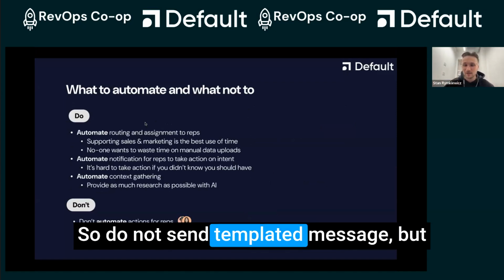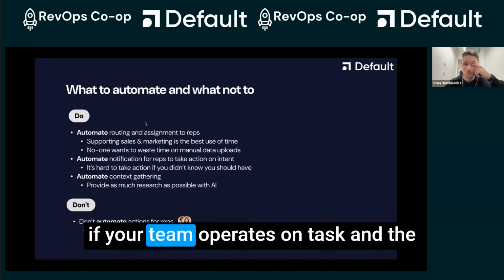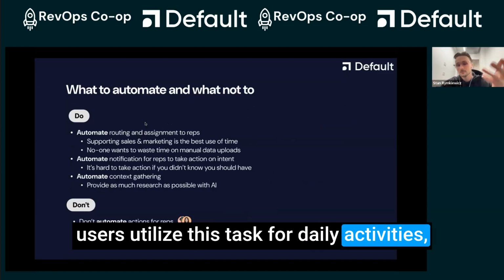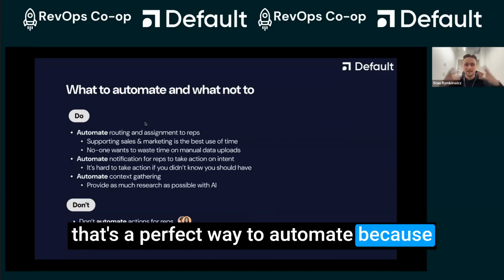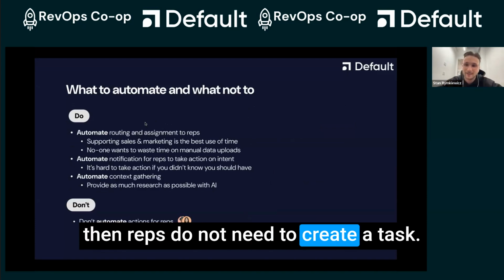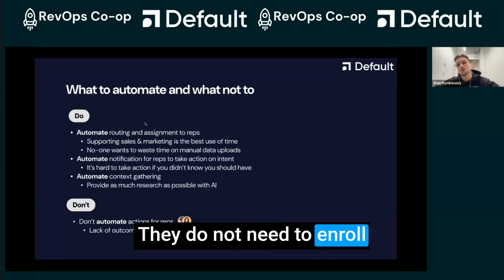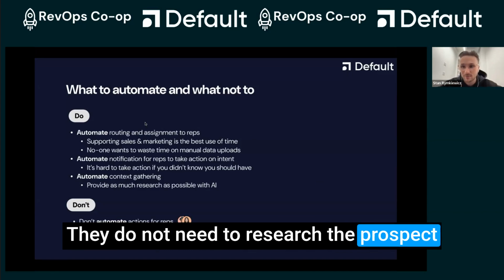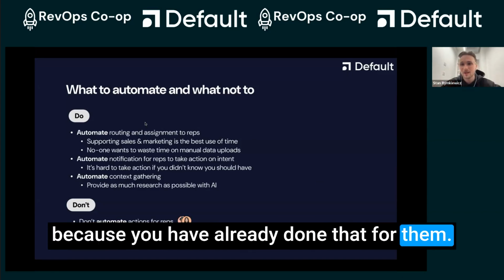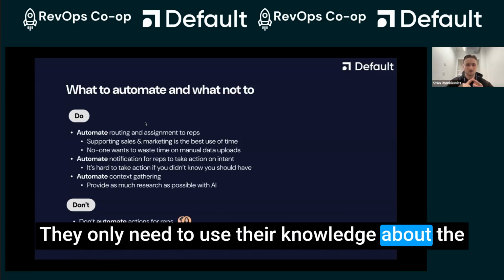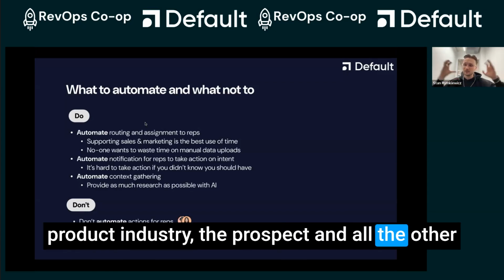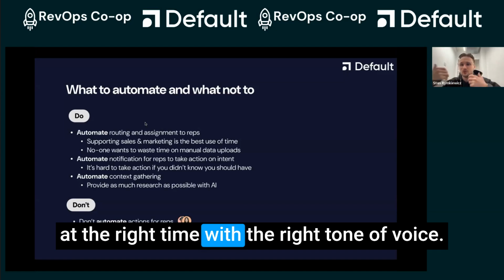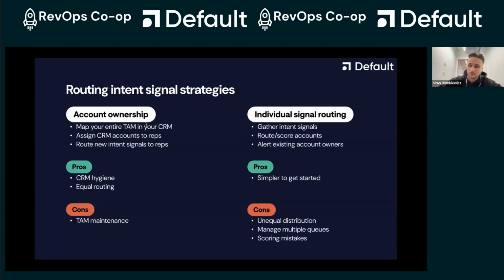So do not send a templated message, but if your team operates on tasks and utilizes tasks for daily activities, that's a perfect way to automate, because then reps do not need to create a task. They do not need to enroll prospects into sequences. They do not need to research the prospect because you have already done that for them. They only need to use their knowledge about the product, the industry, the prospect, and all the other intent signals to send a personalized message at the right time with the right tone of voice.